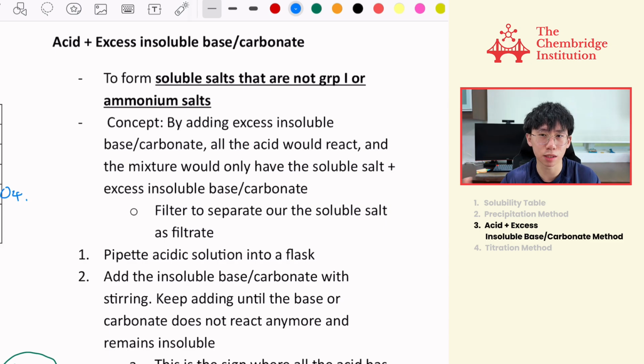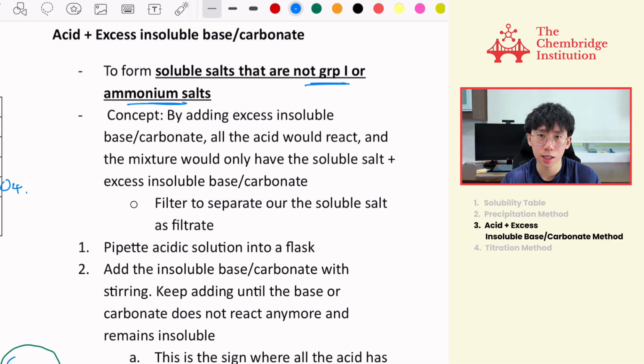So what exactly is this method and why is the name so long? Because the general reaction for this whole procedure is literally to react your acid with an excess insoluble base or carbonate. And this method is generally used to form soluble salts that are not in group 1 or ammonium salts.